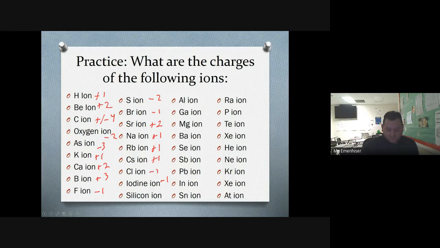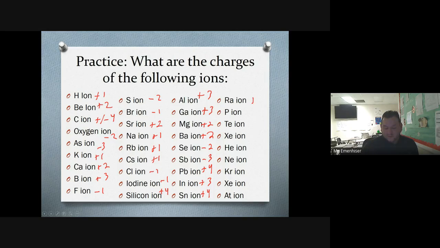Silicon's going to be a +4. I'm just looking at where they're at on the periodic table. Aluminum's a +3. Gallium's a +3, +2. Barium is a +2, right? Yeah, +2. Selenium is a -2. Antimony or Sb is a -3. Lead could be a +4, but it could be many charges. So that one's a little weird. Indium is going to be a +3. Sn is going to be a +4.